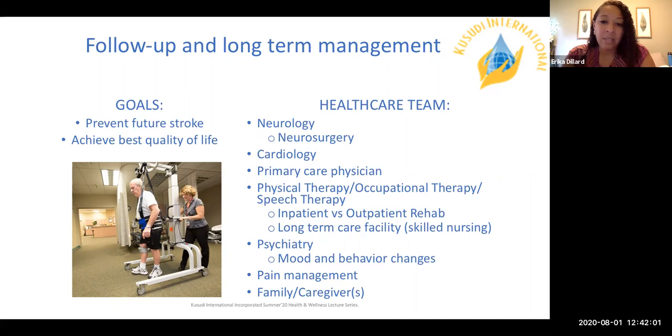And last but not least, your family and those who are caring for you at home are one of the most essential parts of the healthcare team. Everyone who is going to be involved in your care, living with you, should be on the same page. So just like you are hearing information from your neurologist and your cardiologist, so should the family also be relayed this information as well.